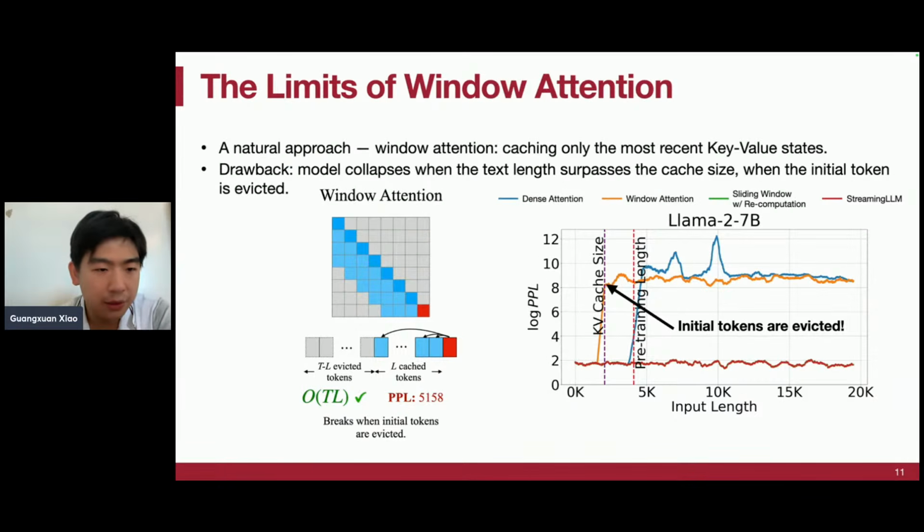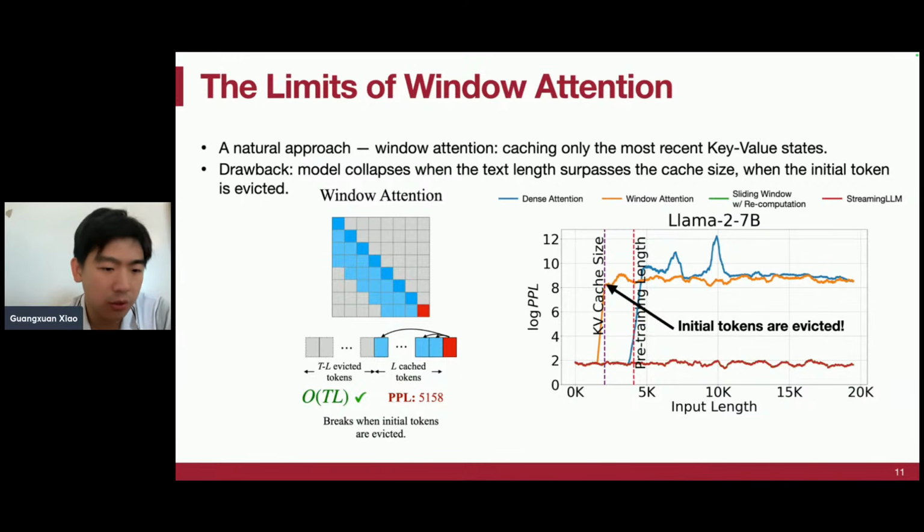And another very natural approach, since we see a very drastic usage of memory and decoding time, is: how about we just evict some tokens in the cache and only attend to a constant number of tokens? So here is a natural approach called window attention, which means we only cache the most recent key and value states. When we're decoding the T-th token, as in the figure on the left, we only attend to the L recent tokens and evict the previous T minus L tokens.